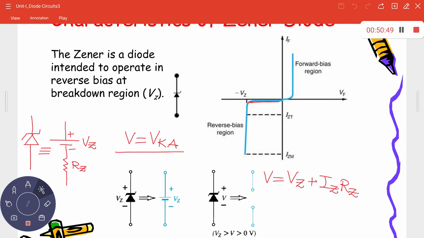Although I am saying it's constant, remember it's not exactly constant, some variation is there. But that variation is pretty small with respect to the current variation, whenever you are in the breakdown. And that is not the case in the forward bias. In the reverse bias, it is just the opposite thing.